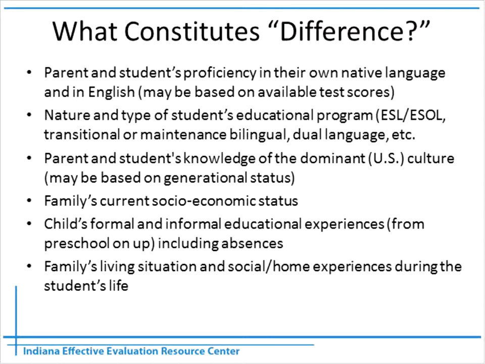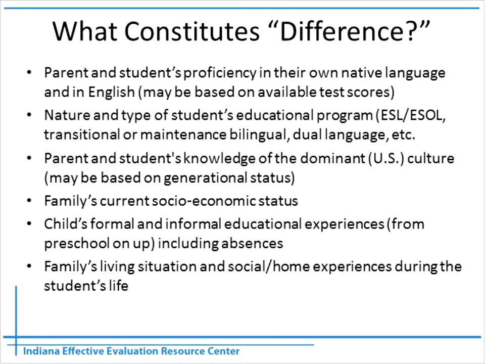Child's formal and informal educational experiences in terms of what they've been through. And again, knowing what kind of programs they might have had, especially if the child is transferring into your school for the first time, is very, very important. How much education have they had before they came to your school? Was it in their native language? Was it here in the U.S.? Was it in their native country? These are things you must know in order to determine that kind of difference. How many absences have they had, especially with migrant families? Are they missing a lot of school?